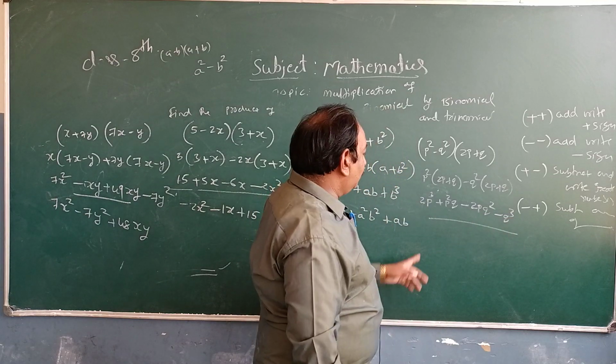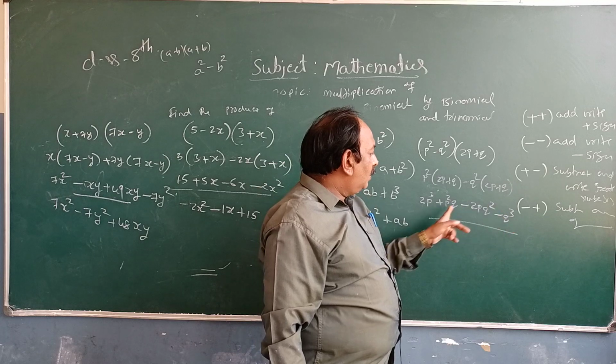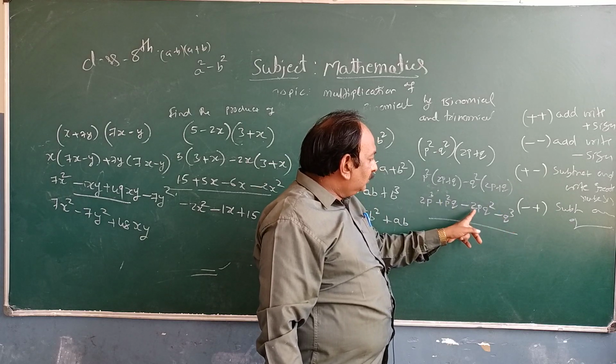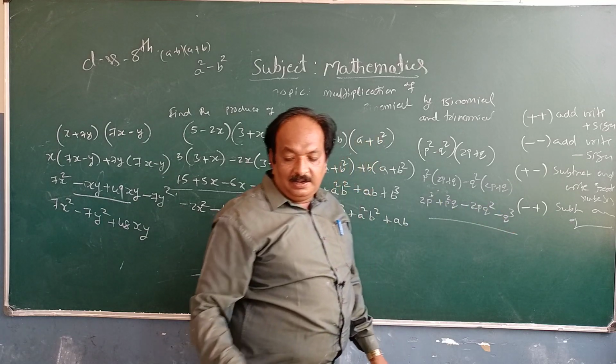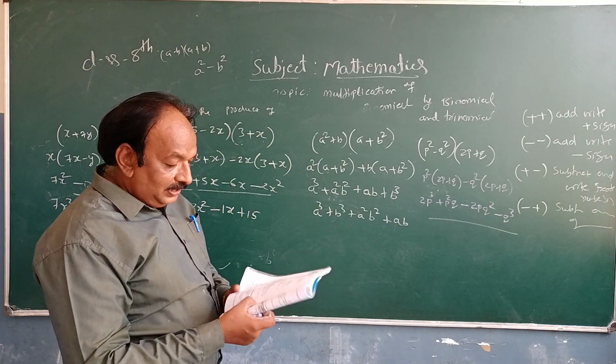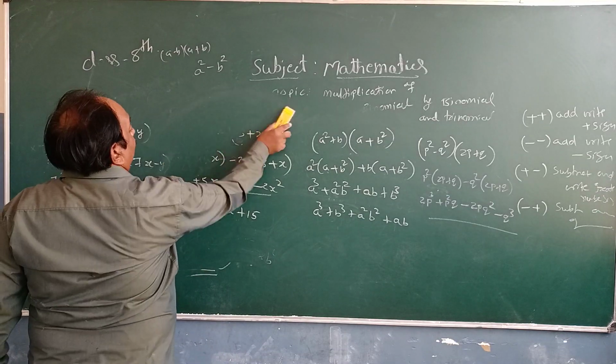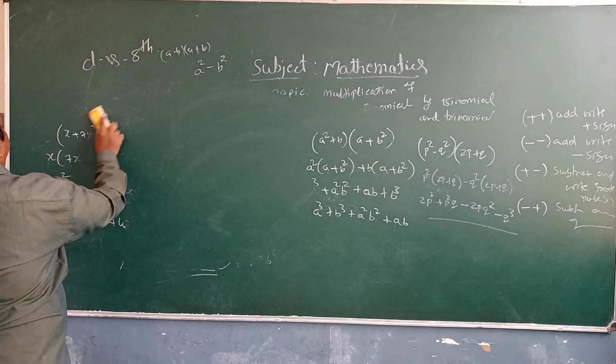This is the final answer, because this is 2p cube, this is q cube, this is p square q, that is pq square. They are unlike terms. We are not going to combine them; write as it is. Next, simplify. Now we are concerned with simplification.